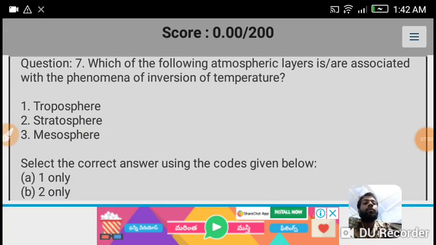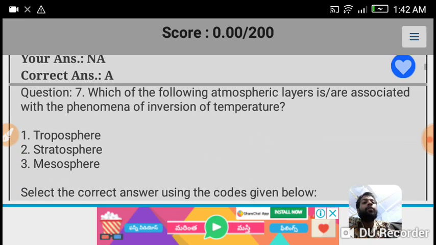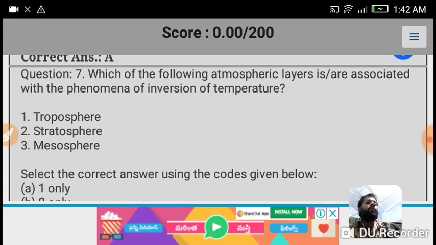So next question, which of the following atmospheric layers is associated with the phenomenon of inversion of temperature? So mainly the troposphere is associated with inversion of temperature. Okay.